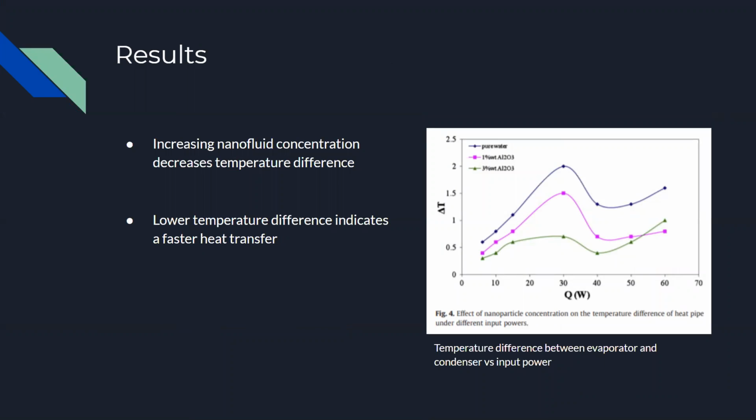This graph plots the temperature difference between the evaporator and the condenser as a function of input power to the system. The hump at 30 watts is unexplained in the paper, but it could be the result of error during the experiment, so the experiment should be performed again to obtain more data to see if this is the case. You can see that, for the most part, having more aluminum oxide particles in the nanofluid corresponds to a lower temperature gradient throughout the heat pipe. Having a smaller delta T in the graph indicates that the thermal energy is being transferred at a faster rate since there is less of a temperature gradient.